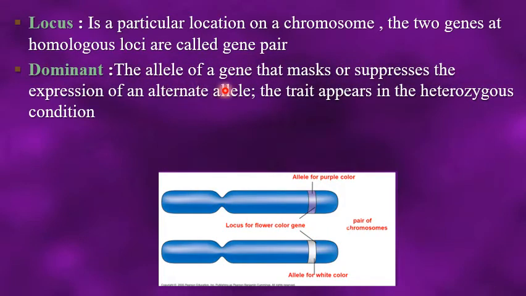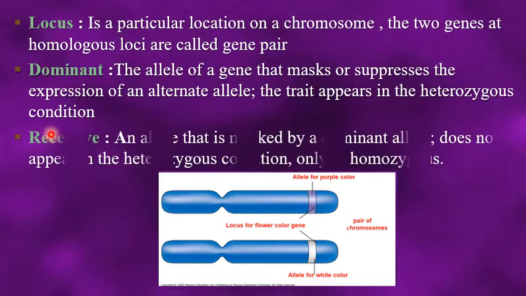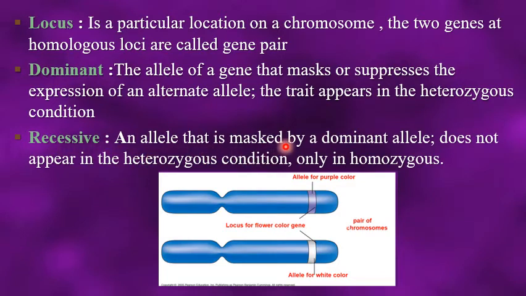Dominant that means the allele of the gene that masks or suppresses the expression of an alternate allele. The trait appear in the heterozygous condition. يعني الدوميننت أليل نقصد به هو الأليل السائد الذي يلغي تأثير الأليل الآخر، وتظهر هذه خاصة في حالة الهيتروزايجس. Recessive an allele that is masked by dominant allele does not appear in heterozygous condition only in homozygous. يعني هو الأليل الذي يلغى من قبل الدوميننت أليل أو الأليل السائد، وهذا لا يظهر في حالة الهيتروزايجوت، فقط الأليل المتنحي يظهر تأثيره في الهوموزايجوس.